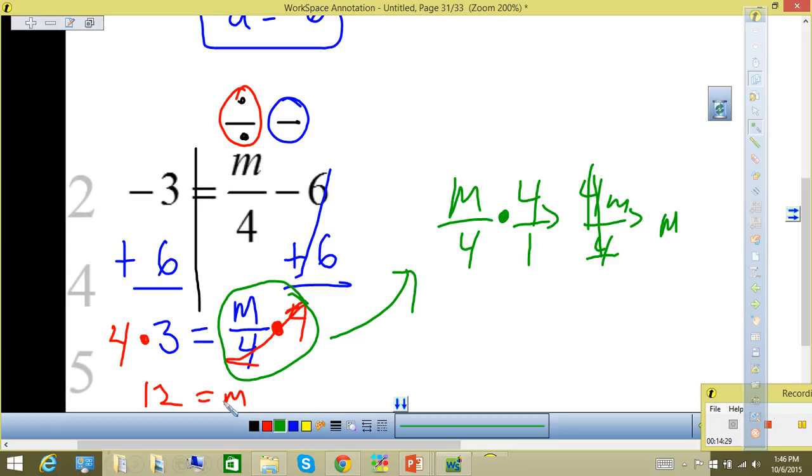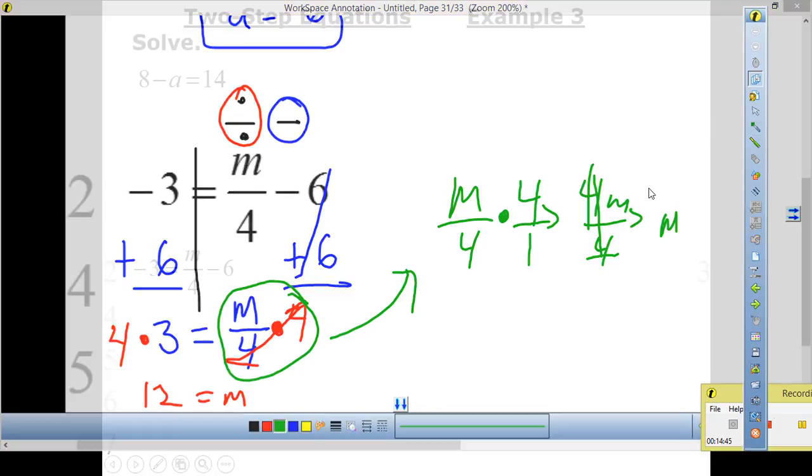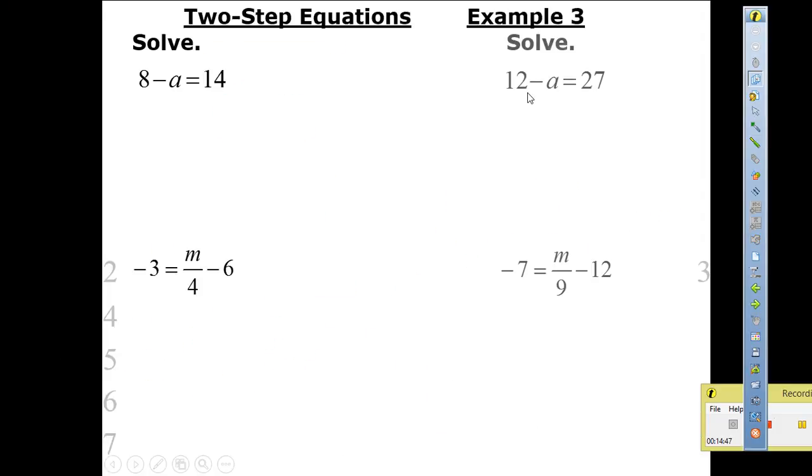Everybody got it? Okay, I'm going to give you 2 more just like the ones we just did. See if you can do those by yourself. Here we go. Example 3C and 3D. We got 12 minus a equals 27, and negative 7 equals m divided by 9 minus 12. Copy those and solve. Go.